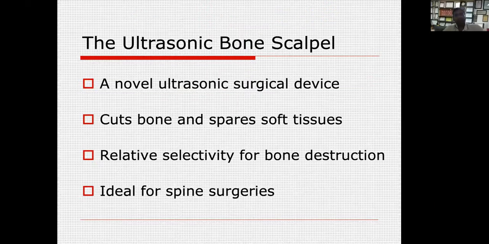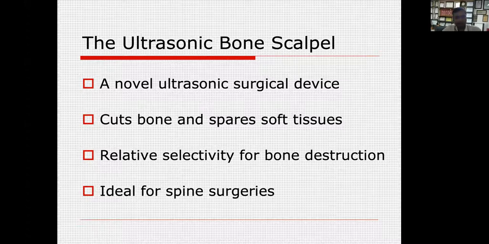So I will be covering the basics of UBS. We know it's a novel ultrasonic surgical device. And we all know that it cuts bones and spares the soft tissues, which are very important when we talk about spine surgery, like the dura and the neurovascular structures. It also has a relative selectivity for bone destruction. And why is it so? We will discuss as we go along.